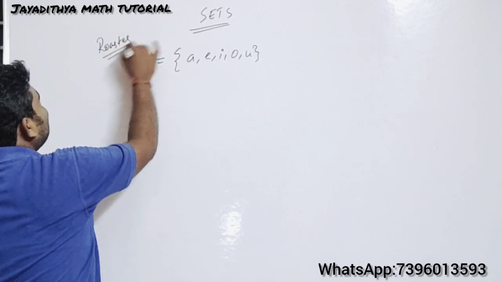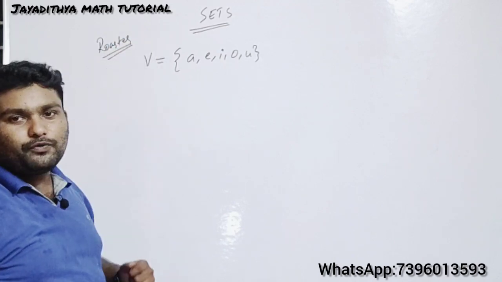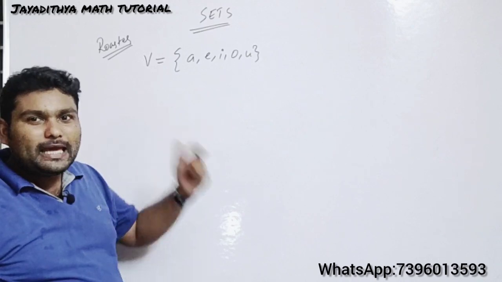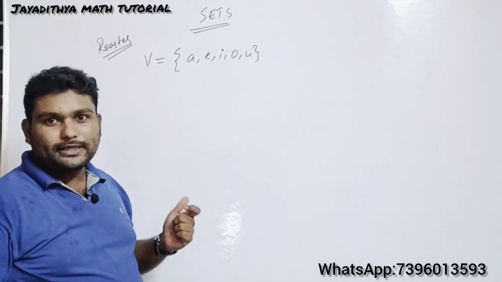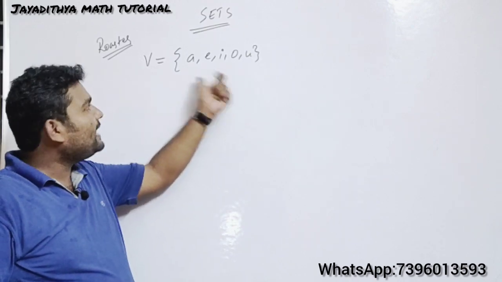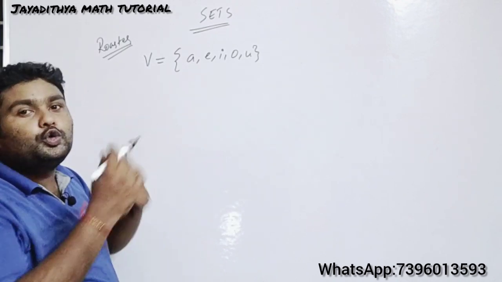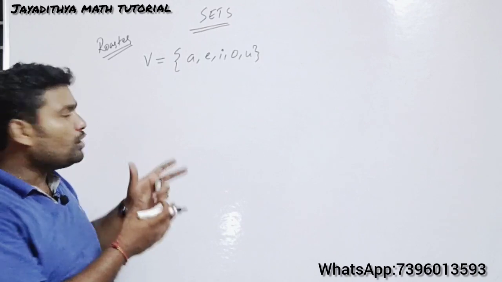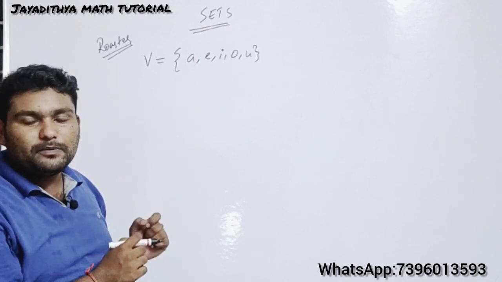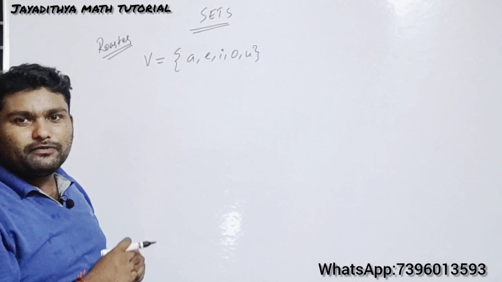But when you are writing a set in the set builder form, you will be mainly focusing on the common property. So what is the common property in A, E, I, O, U? That is nothing but the set of all vowels, right? So how to represent this in set builder form? You observe here, the syntax is very, very important. How you are writing is very, very important here.